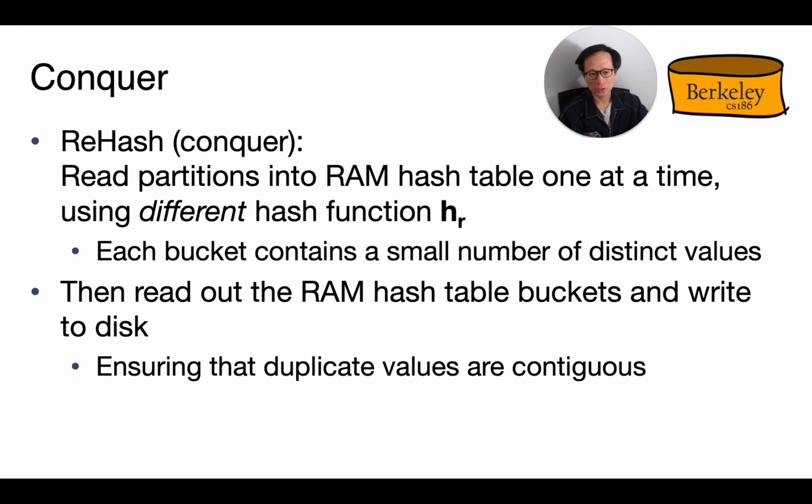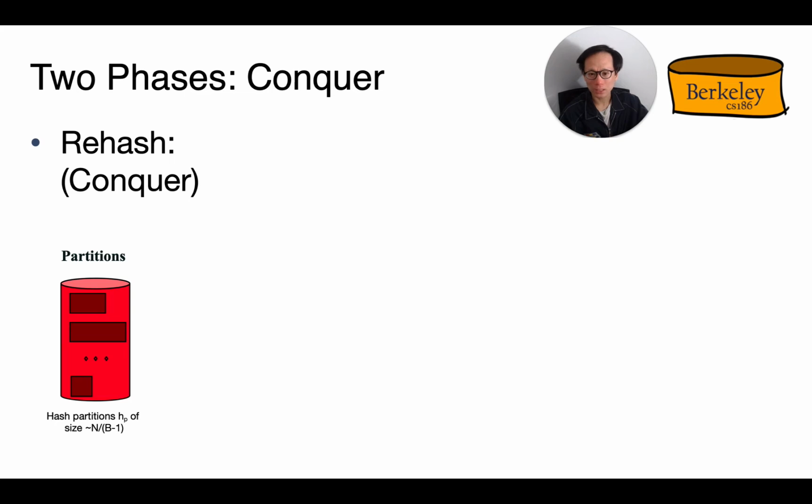The hash function ensures that two items with the same value are in the same bucket, and we can run an in-memory sort algorithm to ensure that values that should go together will end up contiguously in each bucket and subsequently on the disk. So now let's look at an example of the conquer phase.